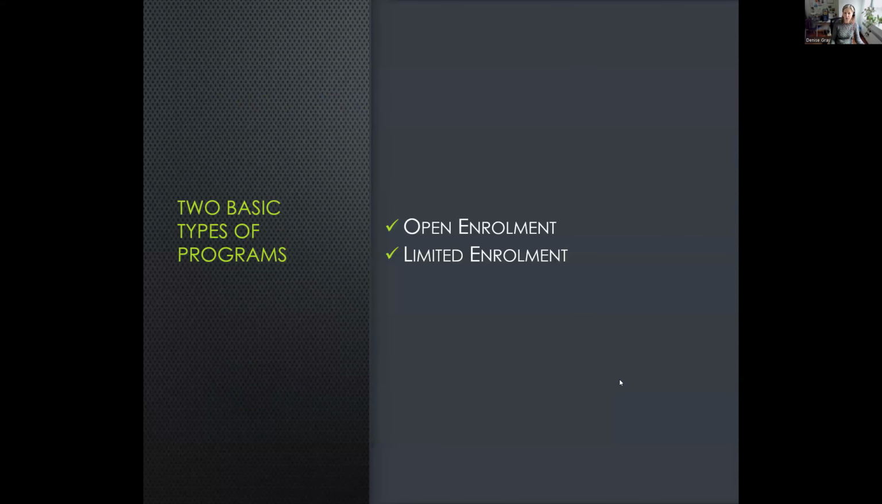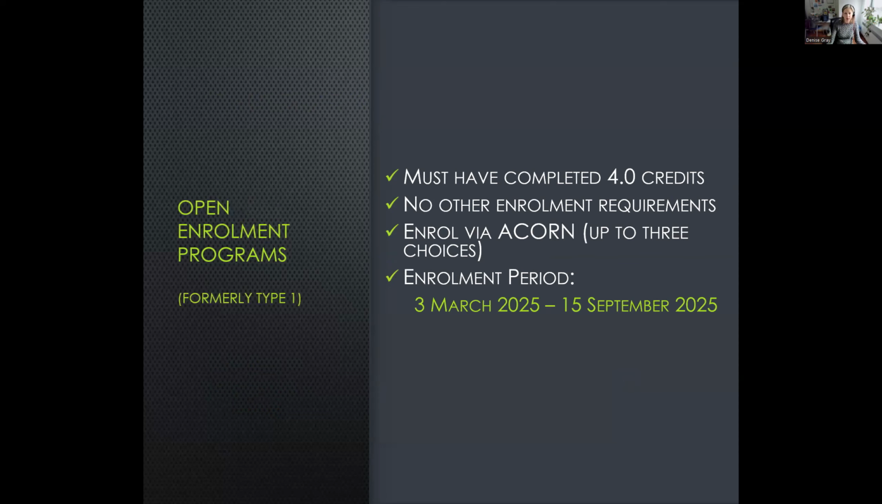Okay, so the 2 different kinds of programs, open and limited. Open enrollment programs are ones where the department hasn't stated any specific requirements needed for admission. You just need to have earned 4 credits, which sends you into 2nd year standing. There are no other enrollment requirements. Of course, you have to complete the program as they've outlined in the academic calendar, so there are specific courses you need to take to complete that program. But the department says as long as you've earned 4 credits, you can join our program and be actively enrolled in it.